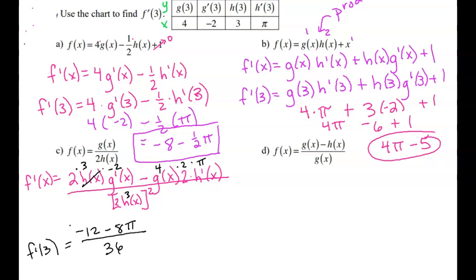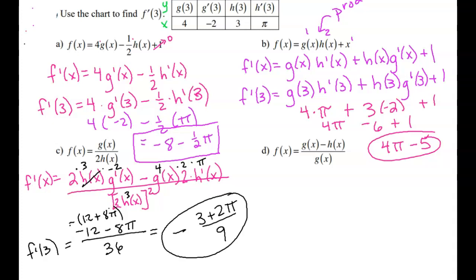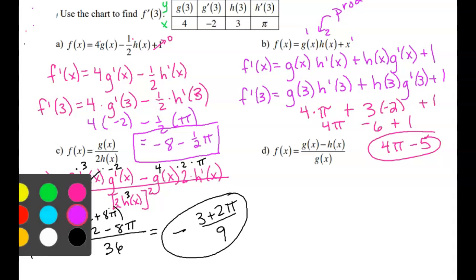Now, I can reduce all terms by 4, so I would. And sometimes we'll actually factor out a negative 4. So if I put my negative in front, that would be like negative 12 plus 8 pi. And then I can divide 4 by all terms. So I get 3 plus 2 pi over 9. They like to keep the leading number not negative. So, okay. All right, the last one.